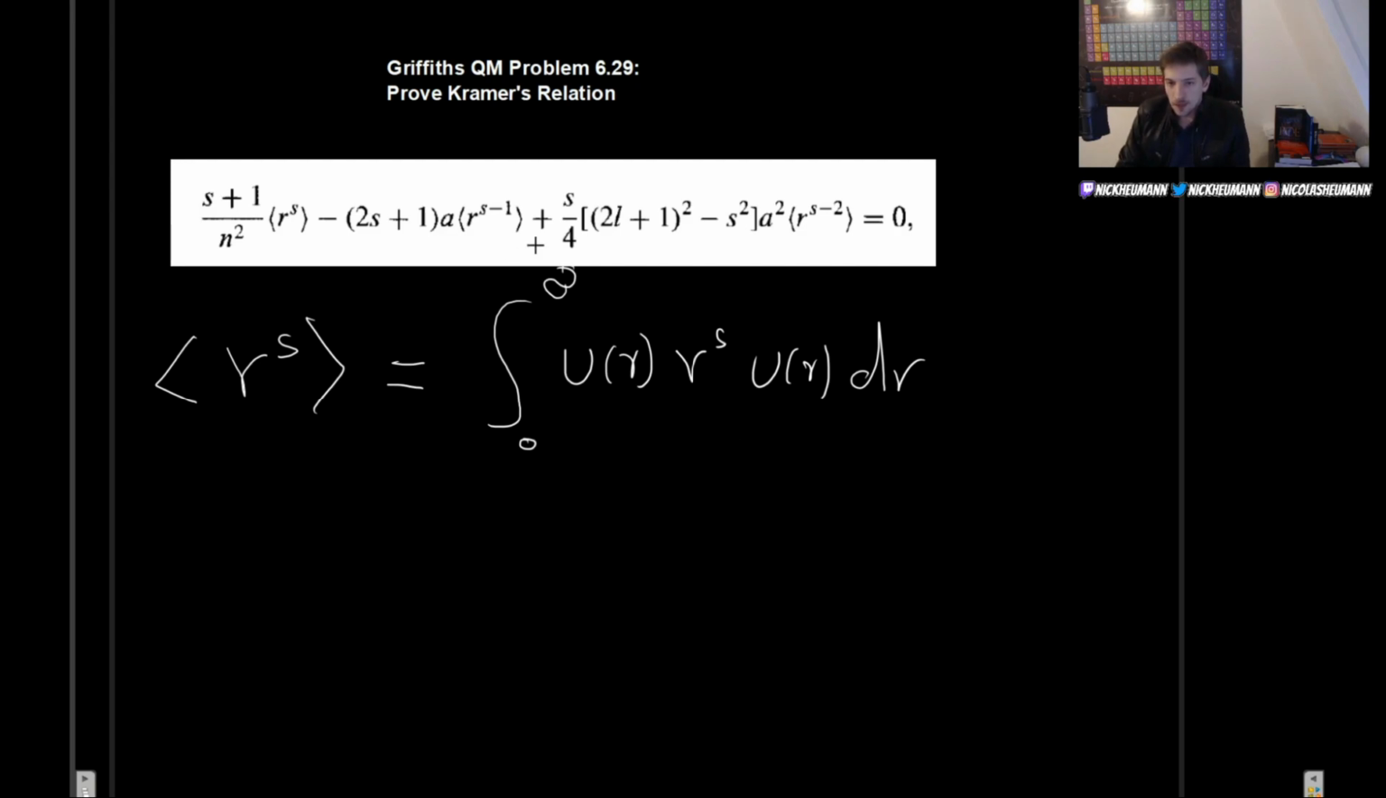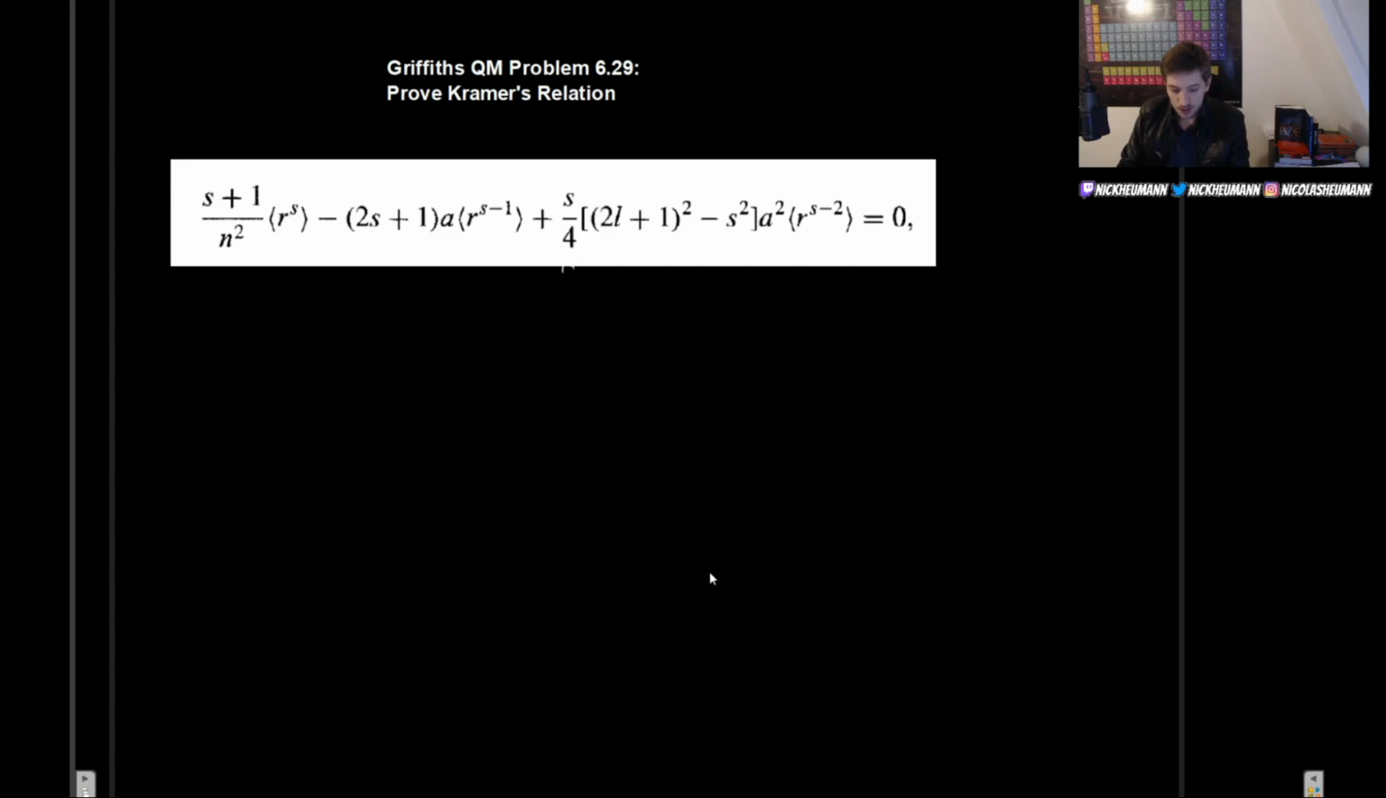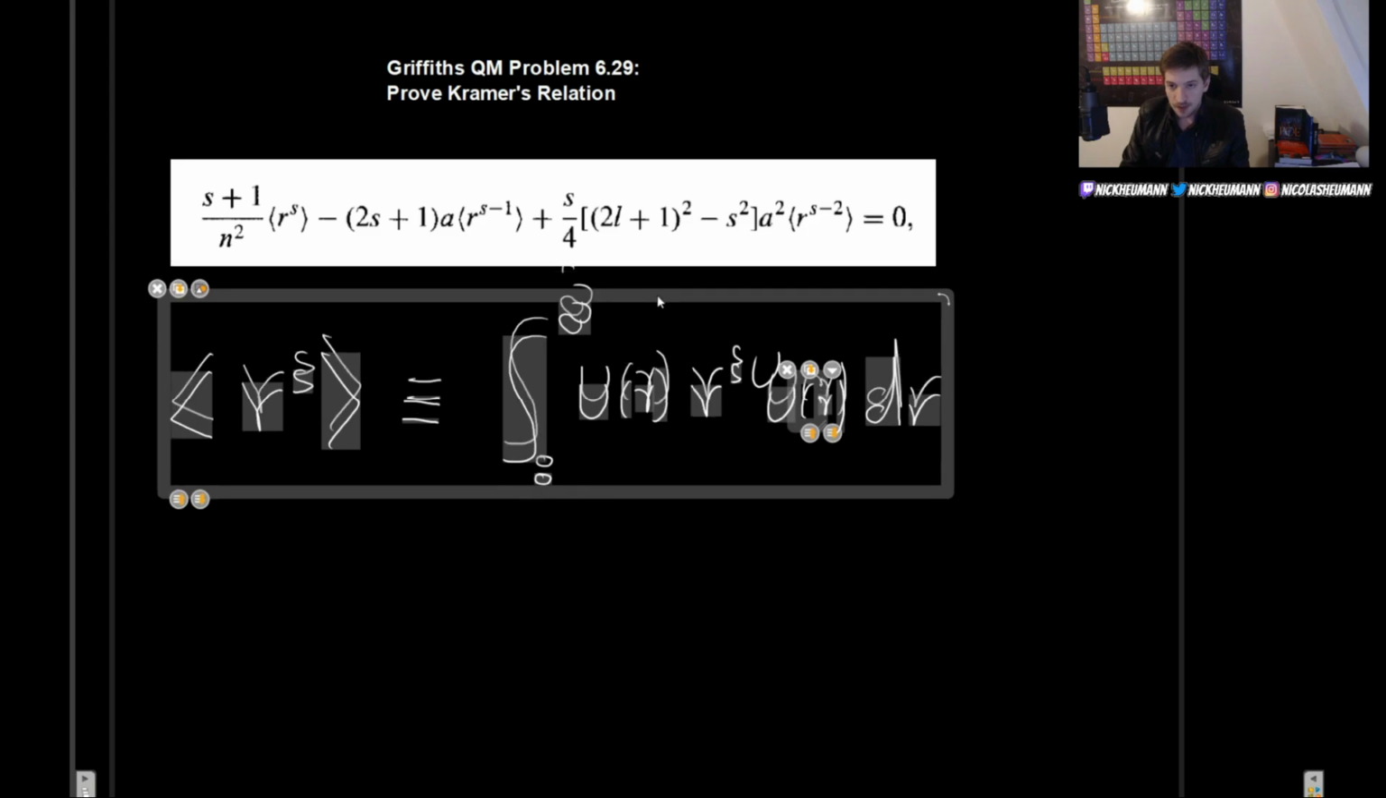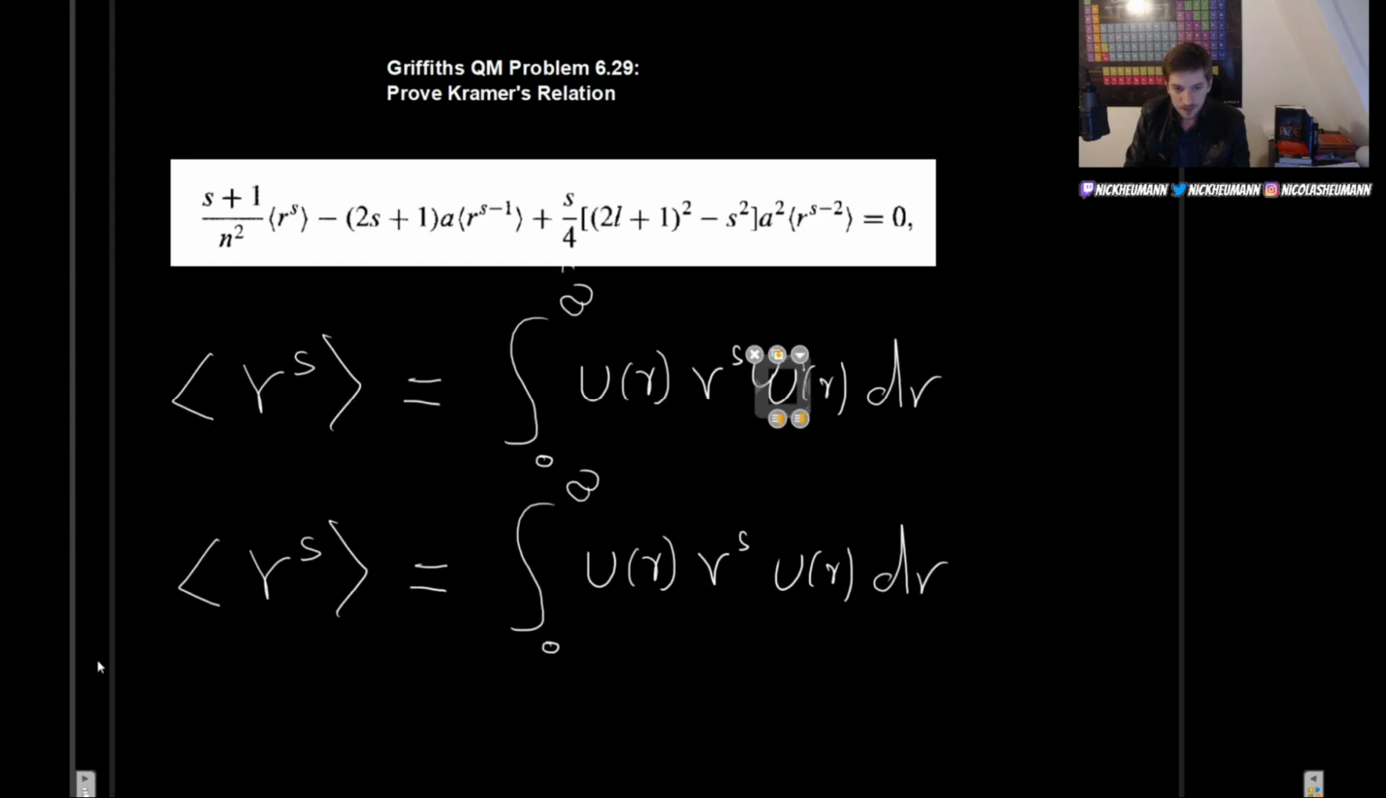And if we want to relate this somehow to r to the s minus 1 and r to the s minus 2, the formula for that would actually be quite similar. r to the s minus 1 would be basically the same thing, but of course with s minus 1. And in the case of s minus 2, it would be the same, but with r to the s minus 2. So the question is, how could we relate all of these quantities?